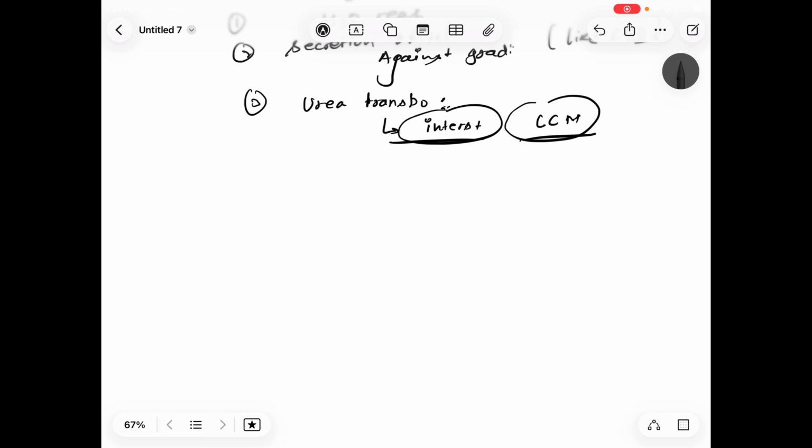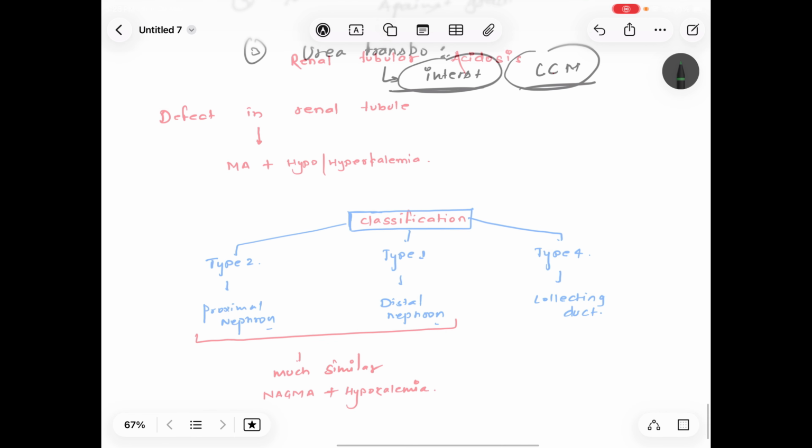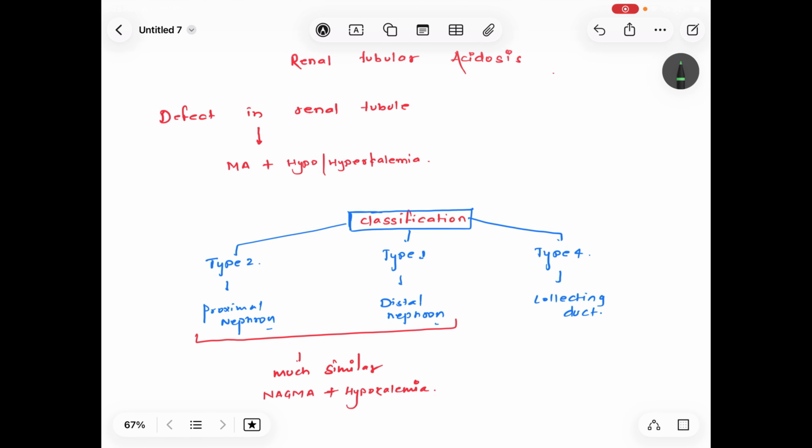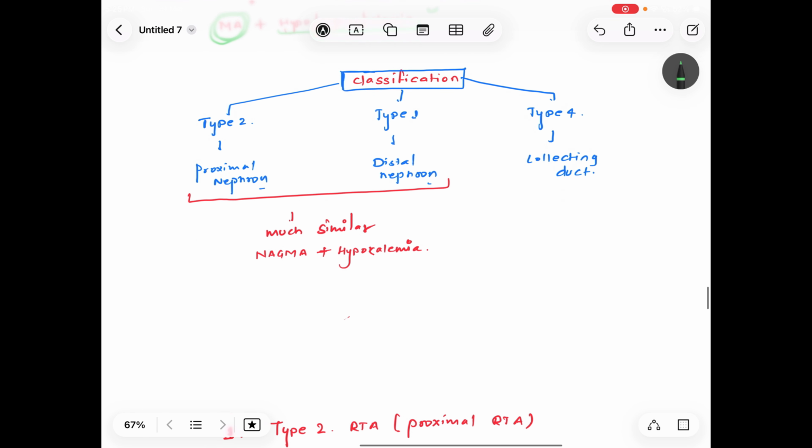Now coming to renal tubular acidosis. Starting with our main topic of discussion, which is renal tubular acidosis. We already discussed there is a defect in the renal tubule in RTA. There is a defect in the renal tubule which causes metabolic acidosis, normal anion gap metabolic acidosis, with electrolyte disturbances like hypokalemia or hyperkalemia. So we classify RTA into three types.